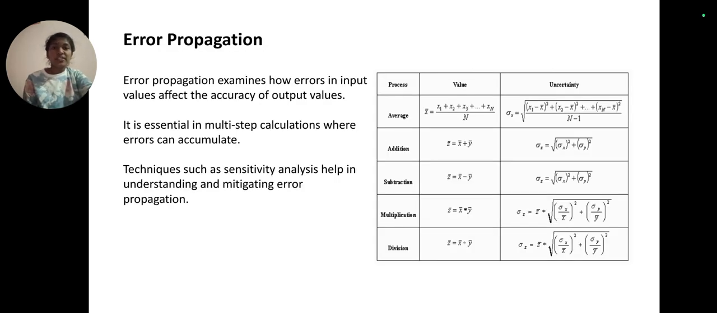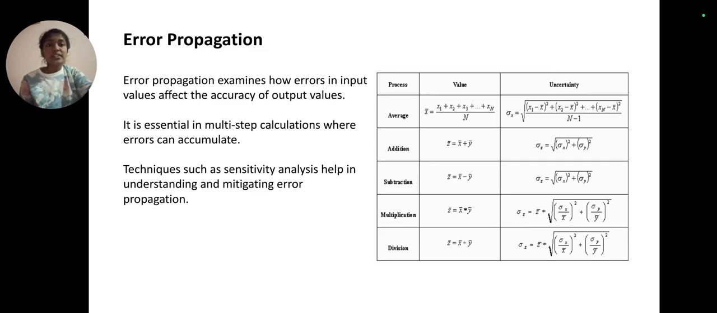Error propagation. Error propagation is how errors in input values affect the output values. It is essential in multi-step calculations where errors can accumulate. Techniques such as sensitivity analysis help in understanding error propagation.